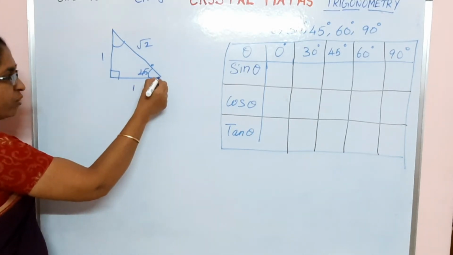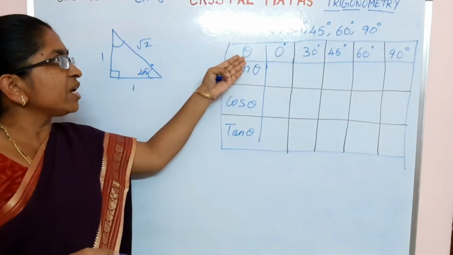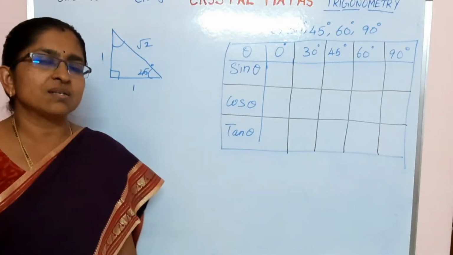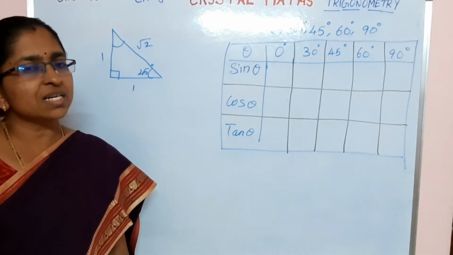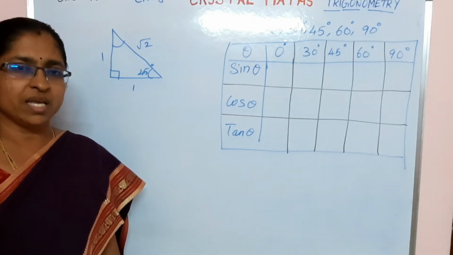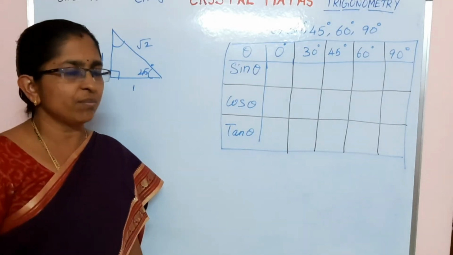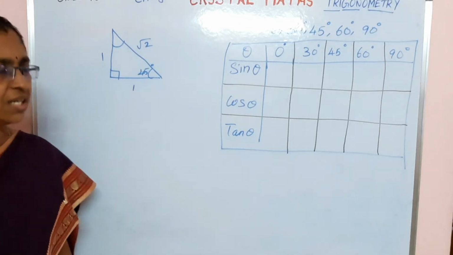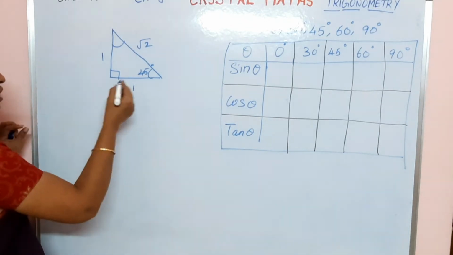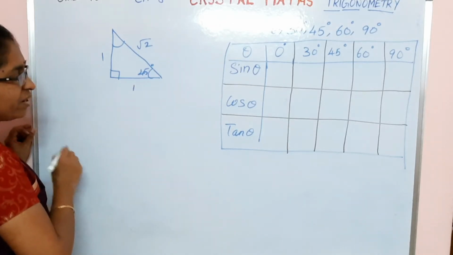Let me take only one angle. And here you may ask, what is this new letter? This is called theta. It is a Greek letter. Greek letters like alpha, beta, gamma, theta, we will use in many places in maths. Here we are using theta to represent the angle. Theta we are considering here as 45 degrees.